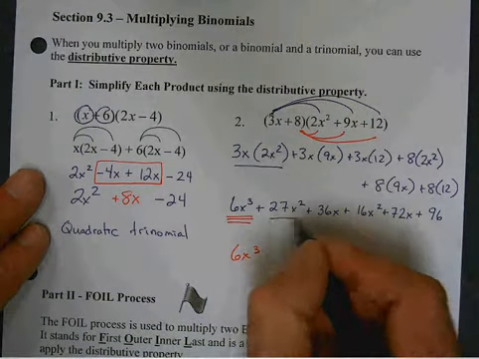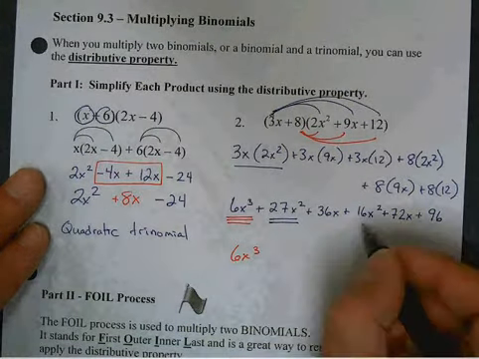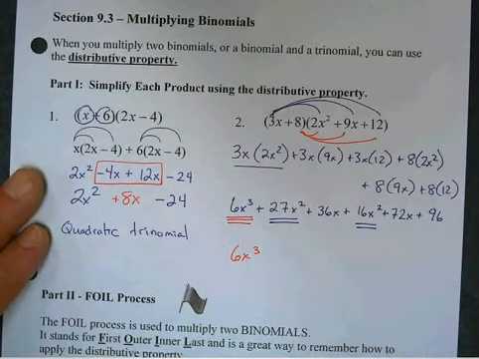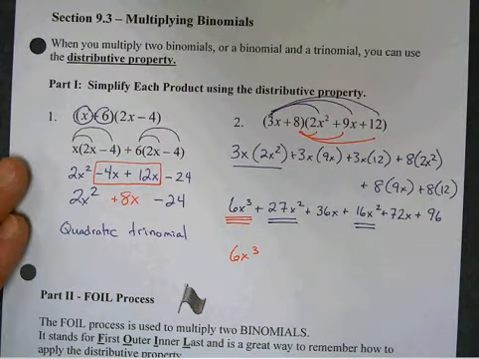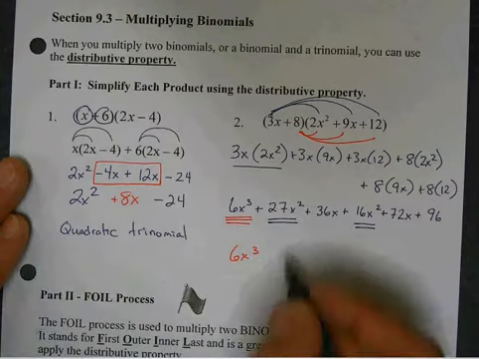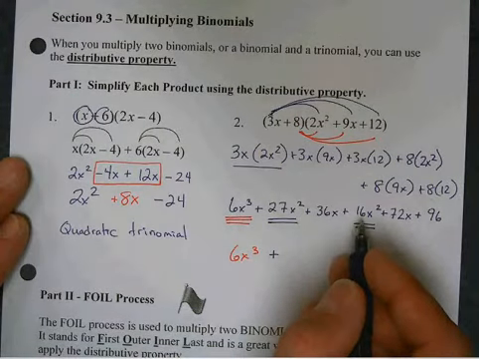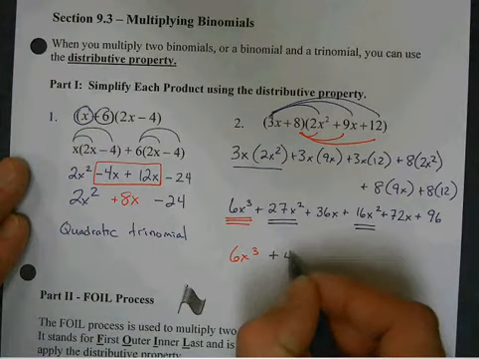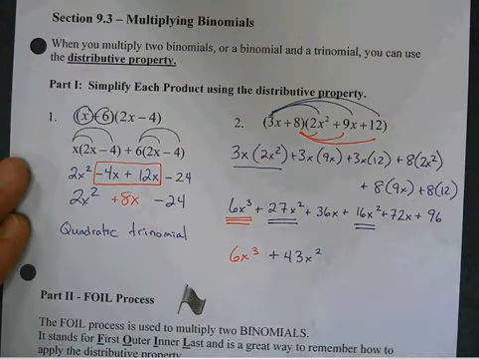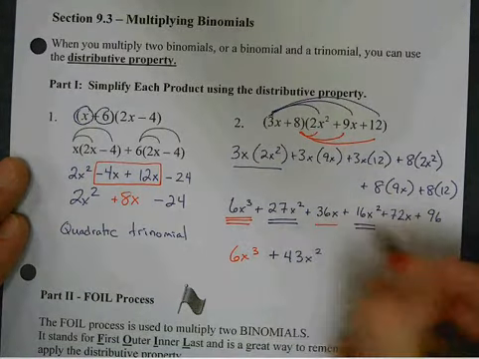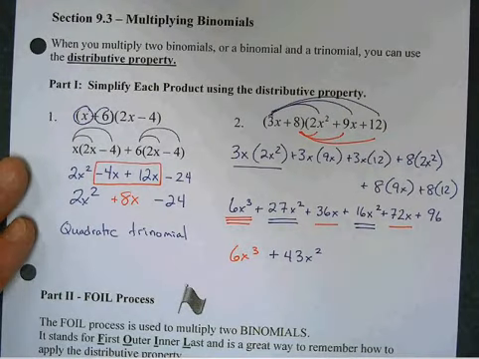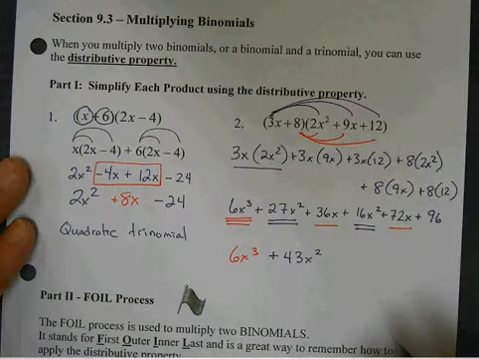Now let's look for squares. There's a square. There's a square. What's 27 plus 16? Well, 27 plus 10 is 37, plus 6 more, 43. All right, now just single x's. 36 and 72.